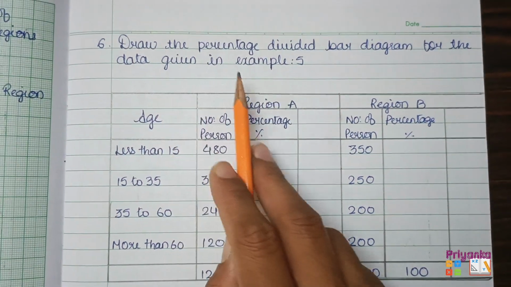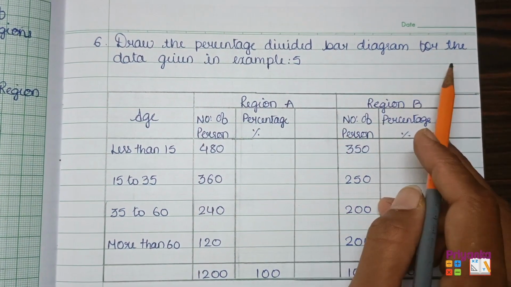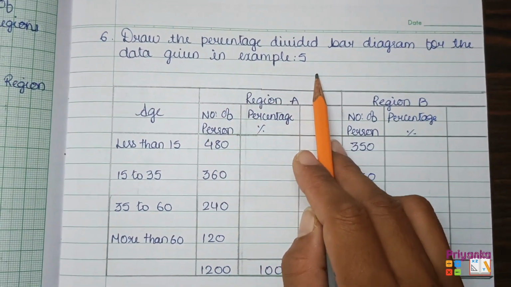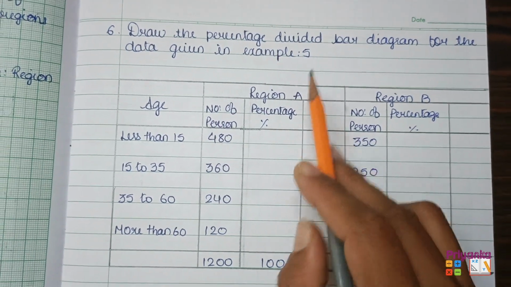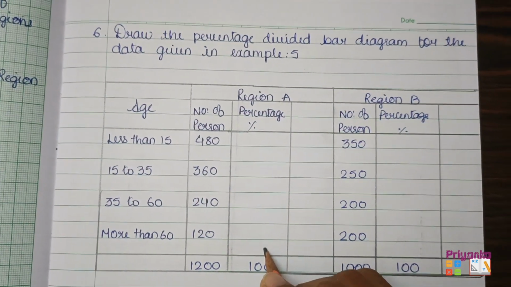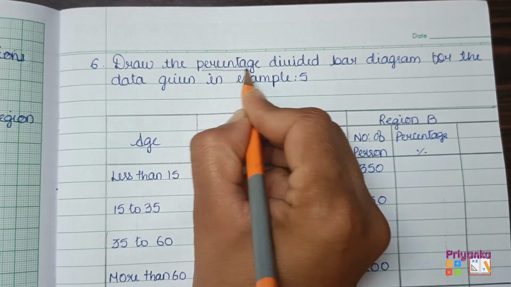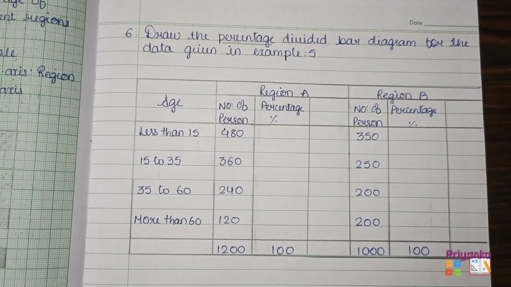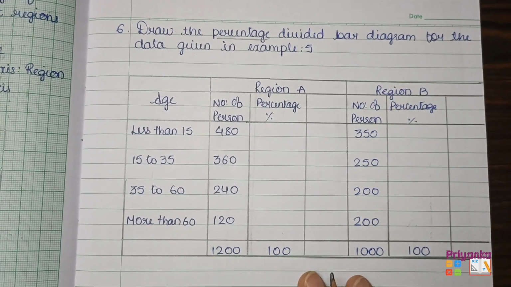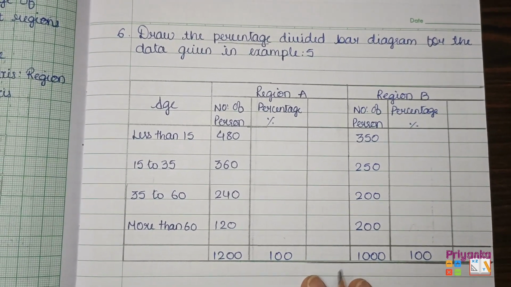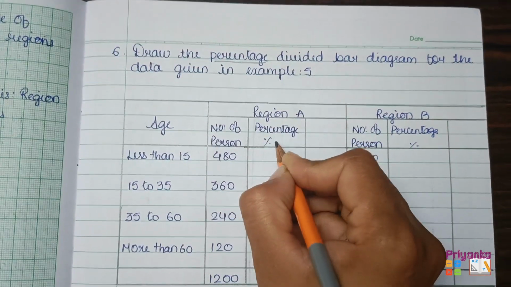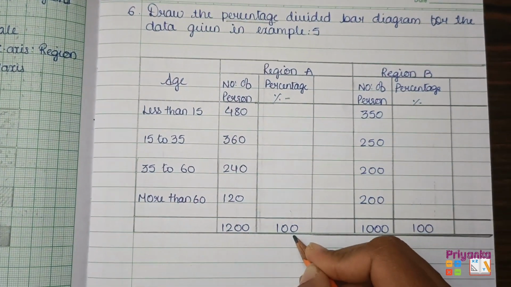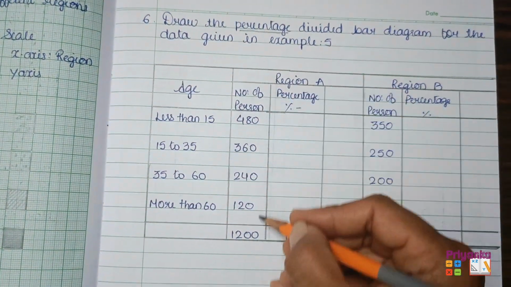Question number 6. Draw the percentage divided bar diagram for the data given in example 5. The same example 5 is going to repeat for question number 6. But here we are going to make a percentage divided bar diagram. That was a simple divided bar diagram, but here we are going to make changes with a percentage divided bar diagram. This percentage shows the marks of the total 100, and here the number of persons is given.